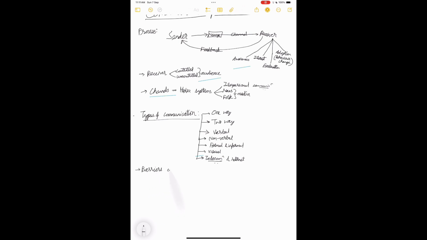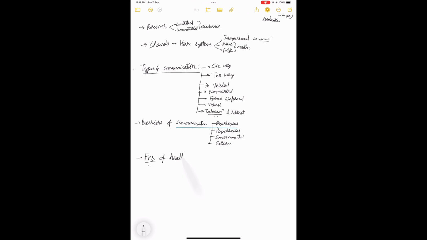So now, not every process of communication is smooth. So there are certain barriers to communication, like physiological, psychological, environmental and cultural. So why communicate? What are the functions of health communication? So there are broadly 8 functions listed in this book: information, education, motivation, persuasion, counseling, raising the morale, health development and organization or coordination.